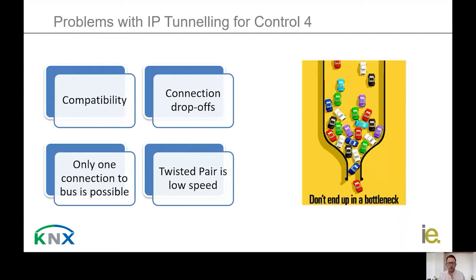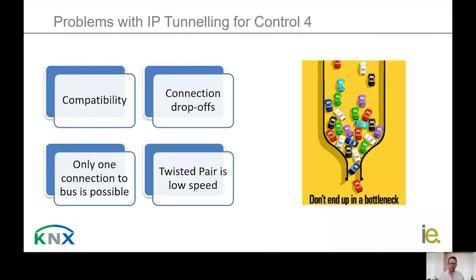There are some problems related to this method. Historically, there were some compatibility issues between certain KNX IP interfaces and Control 4. Periodically, tunneling connections will disconnect when they're idle. It's normal, but with this use of tunneling, it can cause loss of telegrams. Furthermore, it's only possible to connect Control 4 to one KNX twisted pair bus line using the C4 KNX network driver and a KNX IP interface.